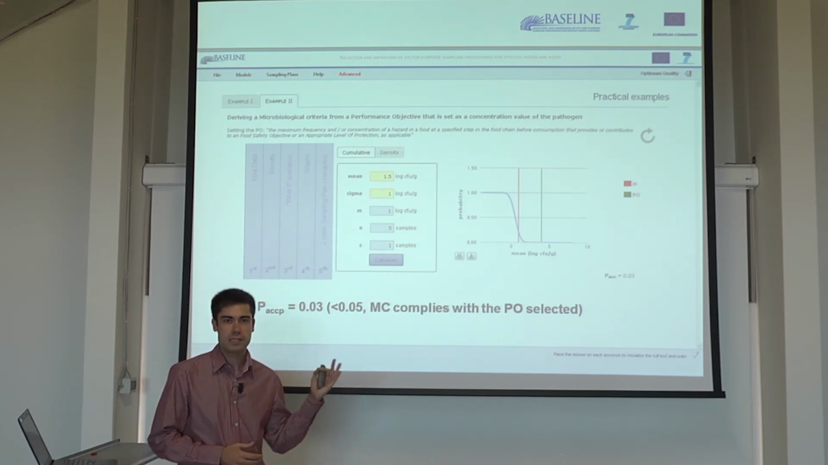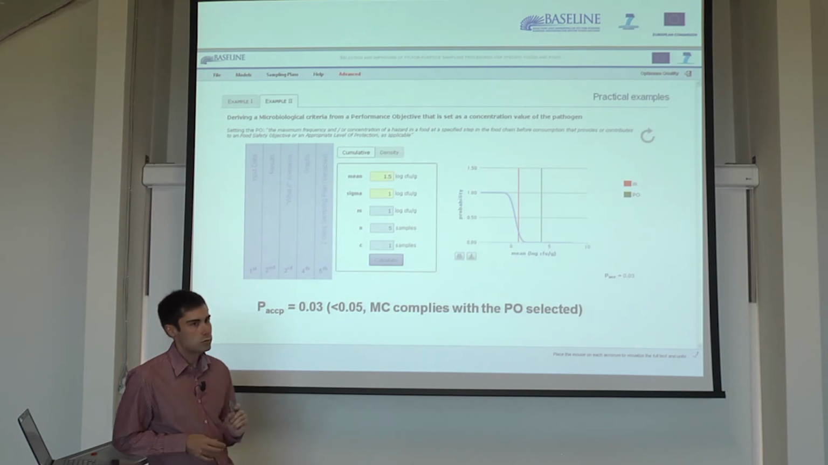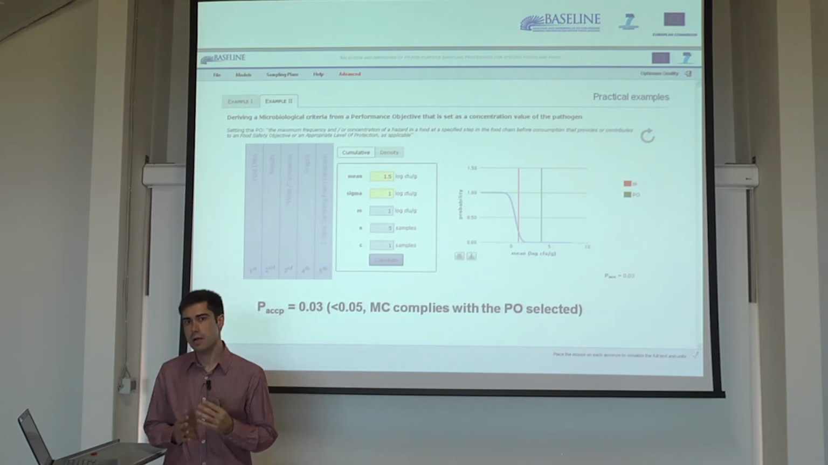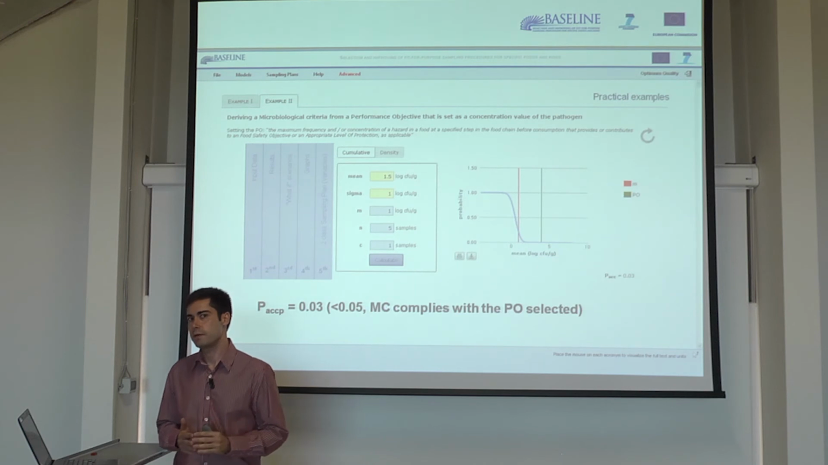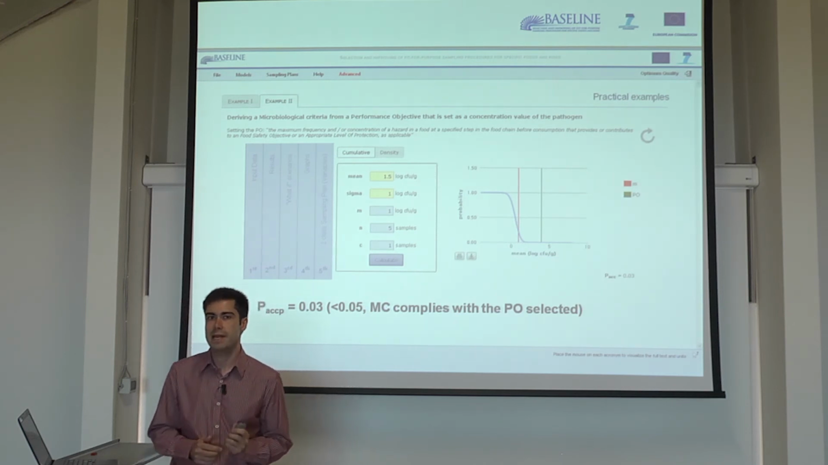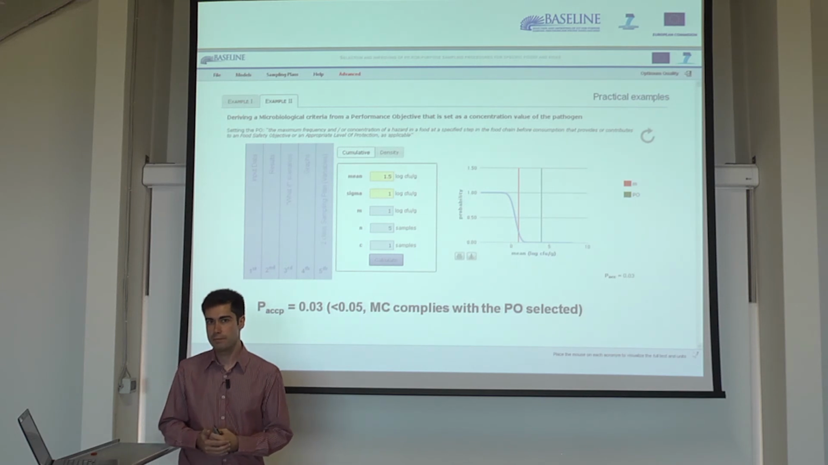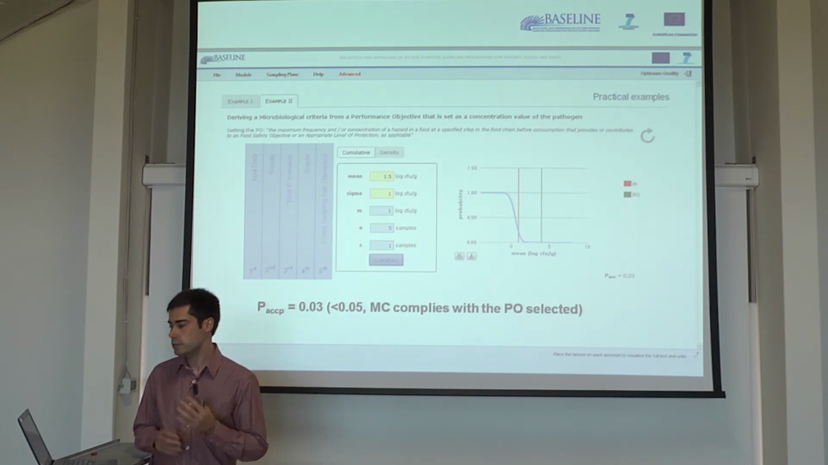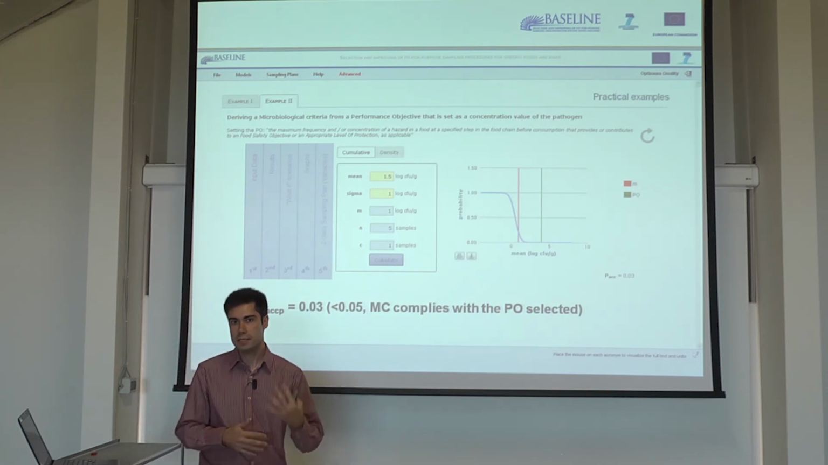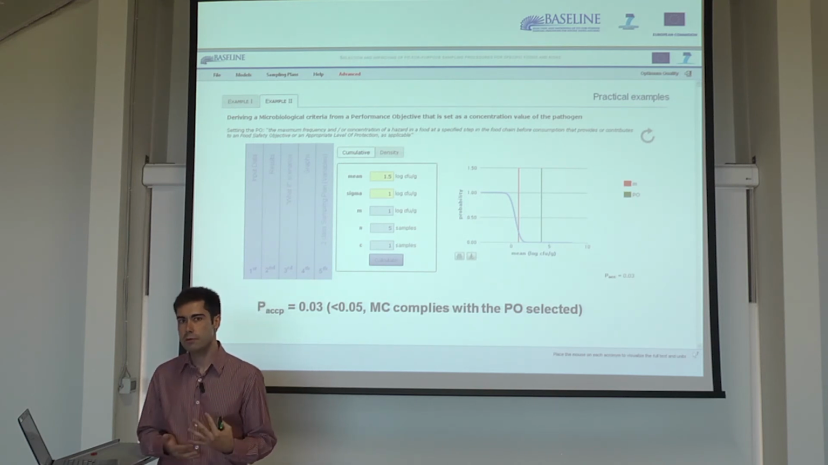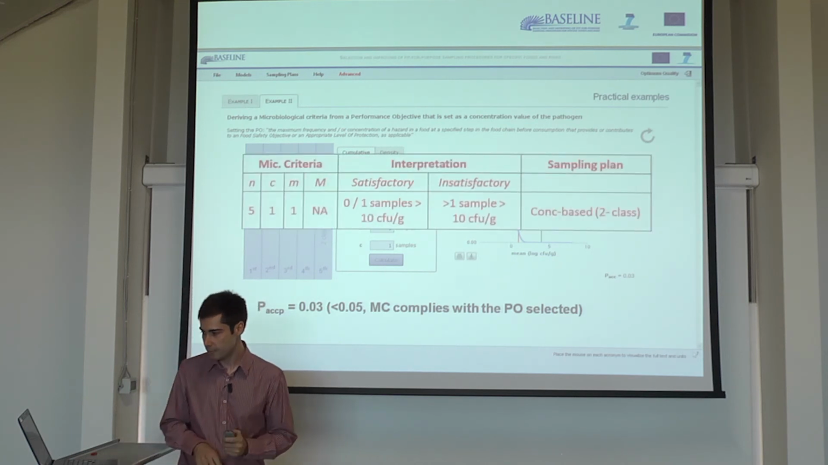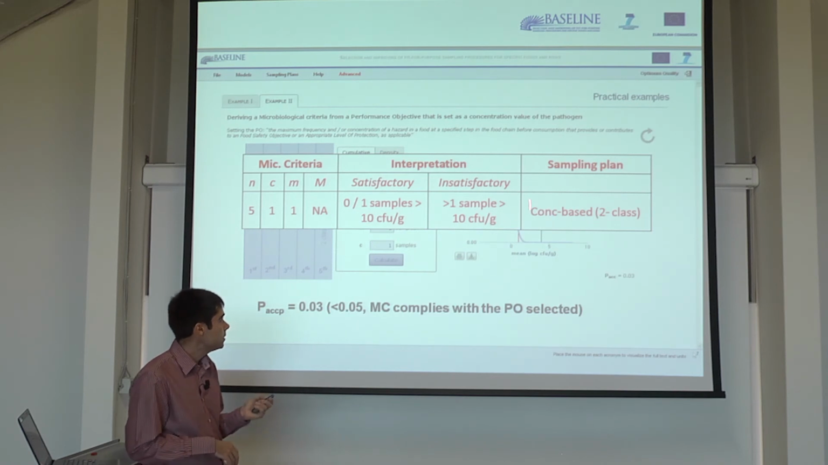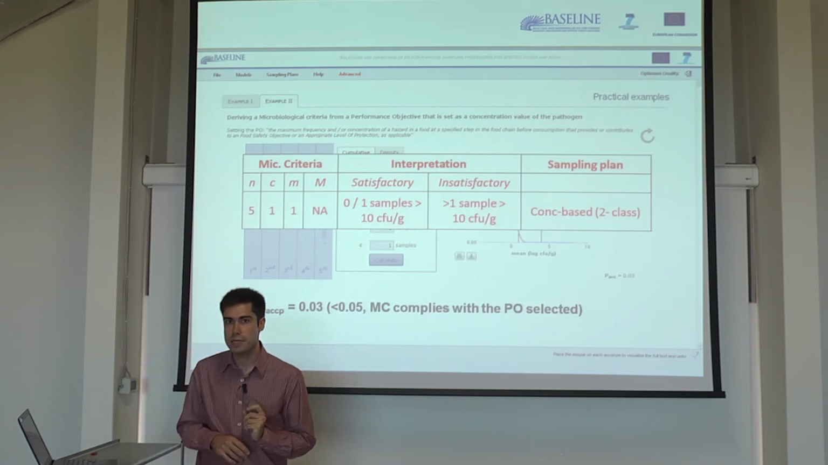In this case, the probability of acceptance of the sampling plan is equal to 0.03. So, if it's lower than 0.05, this microbiological criteria complies with the PO selected at a 95% confidence level. By this model, food stakeholders or many users can set, can optimize, or can design new sampling plans and microbiological criteria directly adapted to each food process. In this case, for this example, this would be the microbiological criteria to be applied.